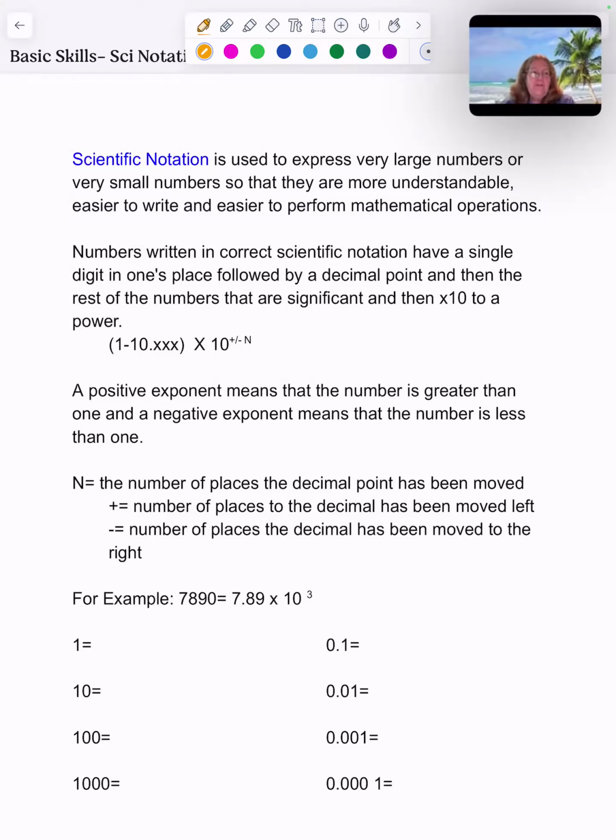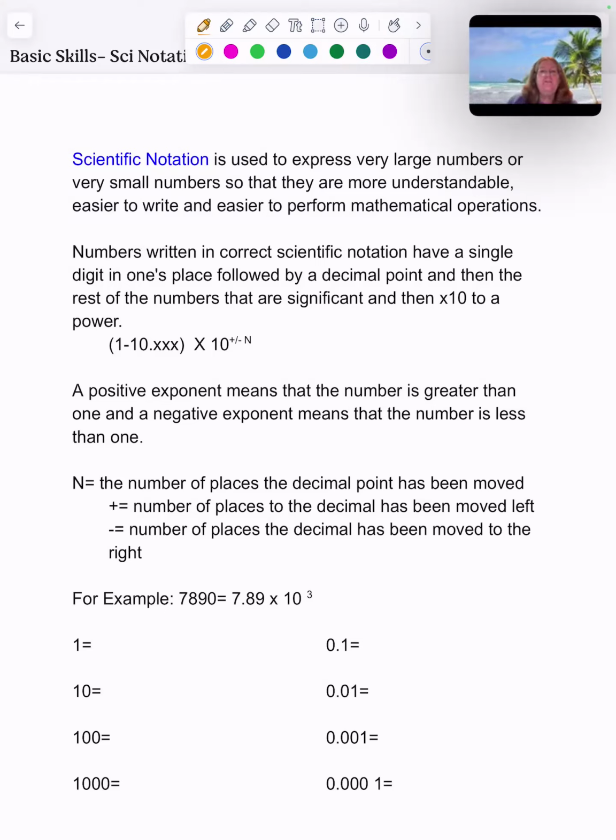Numbers are used in calculations all throughout chemistry, and the numbers we use in chemistry are either very large or very small. So we use scientific notation to express very large numbers or very small numbers so that they're more understandable, easier to write, and most importantly, easier to perform mathematical operations. You don't get lost putting all those zeros into a calculator.